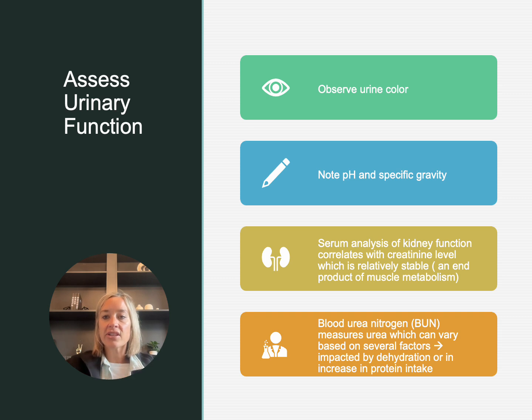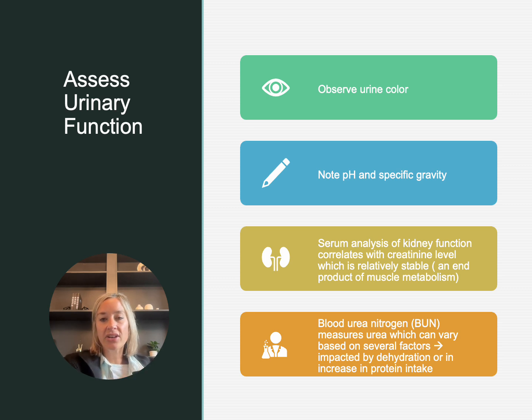Assessing urinary function provides valuable insight into a patient's renal health and overall metabolic state. Let's break down each component we're looking at here. Observe urine color. This is a simple yet powerful indicator. Normal urine is typically light yellow, but darker shades can indicate dehydration, while red or brown tones could point to blood or other issues. Urine color can sometimes give us our first clue into a patient's hydration status or possible urinary tract issues.